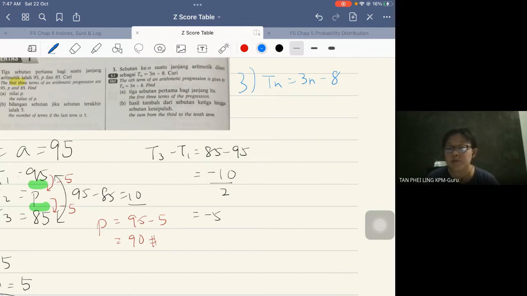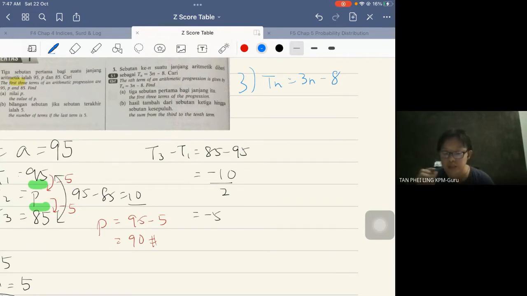Yeah, you can put down your hand already, Padme. Or do you have a question, Padme? No, okay. So when they give you the Tn, you use whatever is given. If they don't give you, then only you use Tn equals a plus (n minus 1)d. So you move on to this one. They told you that the nth term is represented by Tn equals 3n minus 8. They ask you to find the first 3 terms of the progression.